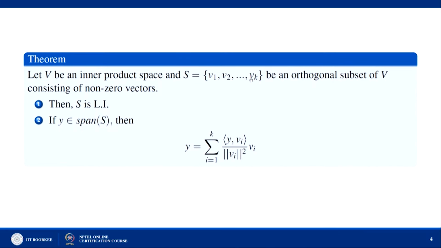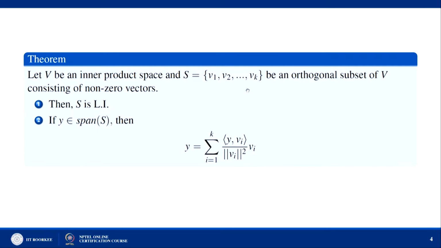V1, V2 up to Vk be an orthogonal subset of V consisting of non-zero vectors. It is an orthogonal subset and it consists of non-zero vectors. So, the first result is this set is always linearly independent. That means a set of non-zero vectors which is orthogonal is always linearly independent.